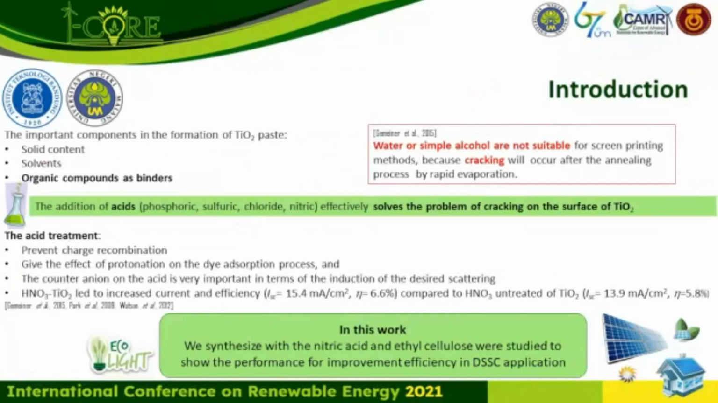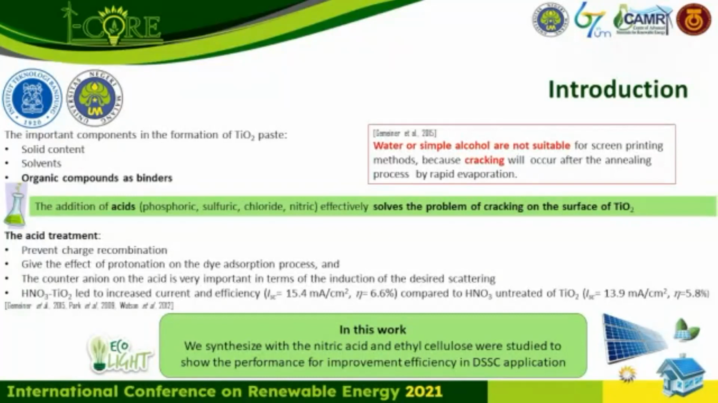The important components in the formation of TiO2 paste are solid content, solvents, and organic compounds as binders. In previous research, water or simple alcohol was not suitable for screen printing methods because cracking will occur after the annealing process due to rapid evaporation. So the addition of acids effectively solves the problem of cracking on the surface of photoanodes.